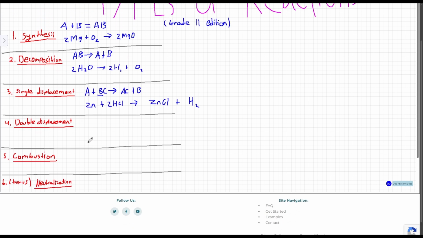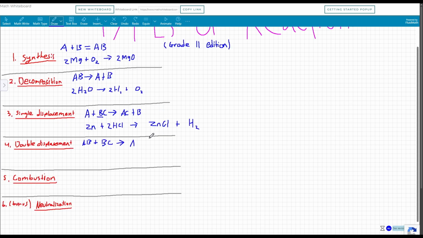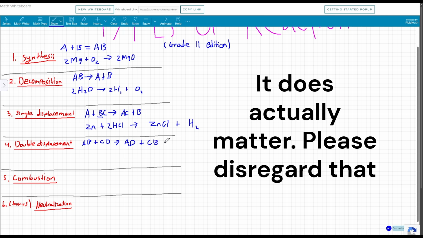Next, double displacement. Same thing, except, I lied, it's not the same thing. So the general formula is AB plus CD, which will give us AD plus CB, or the other way around, doesn't matter.